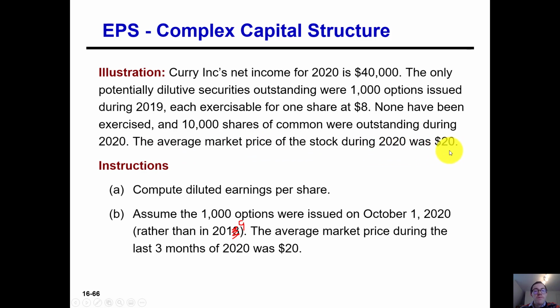That is relevant, because if people exercise their options, we're potentially going to have to buy our own stock back with the money they gave us, and we're going to assume the price we buy it back at would be the average price during the year. So part A says compute diluted earnings per share, and part B mixes it up a bit, assuming that these options were issued, say, on October 1st during the year.